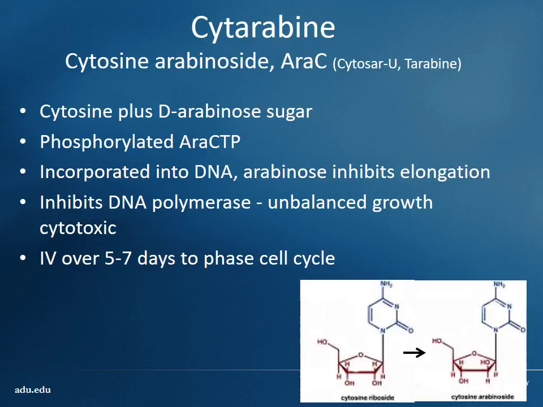Basically, we're just screwing up the sugar structure, so that when it gets incorporated in the DNA, you can't add anything onto it, and then you have this termination of the chain, and the cell's going to realize, hey, we can't make any more DNA, let's just go ahead and cause apoptosis and get rid of the cell, okay? This is another one that you'll frequently see being given over 5 to 7 days in order to help hit the slow-growing tumors and make sure you get as many of them hitting the S phase as you can.